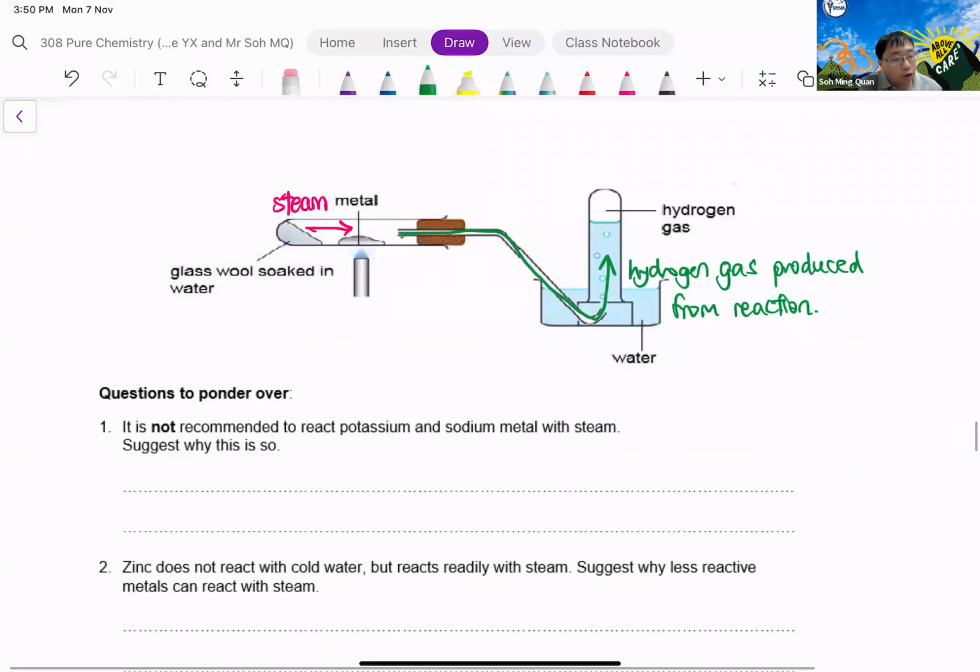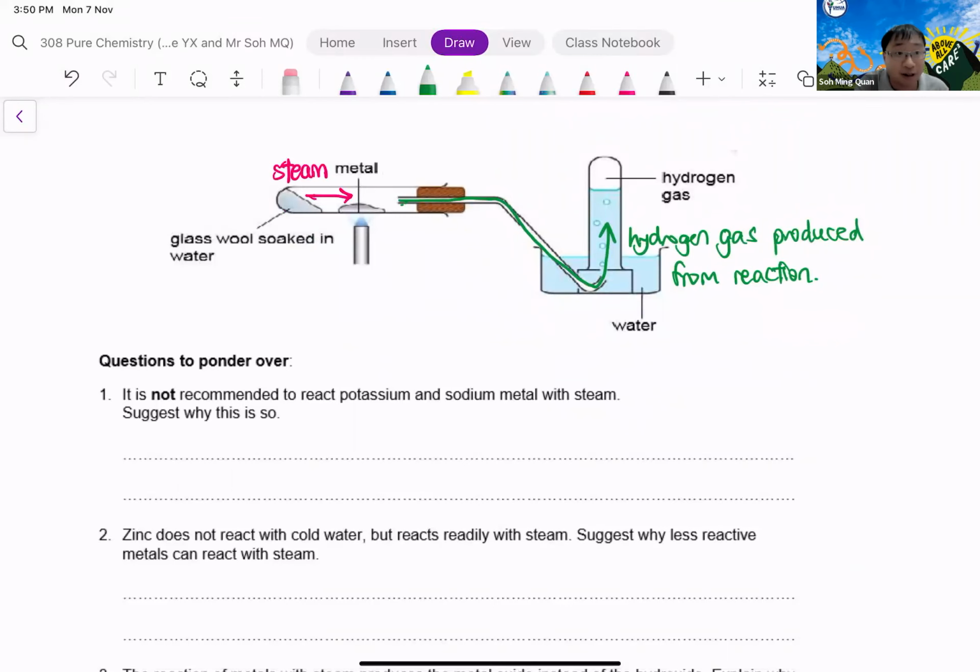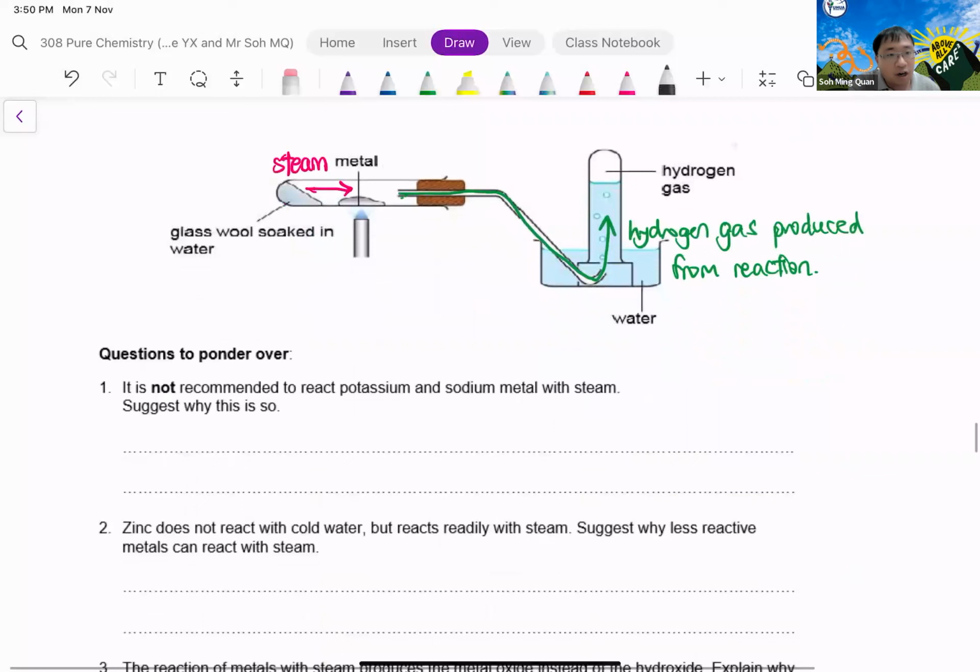Now, so let's go through the questions. Now, these questions are important. Okay, they are not put here for fun. There's a reason. So the first question, it is not recommended to react potassium and sodium metal with steam. In fact, if you saw my table on the previous page, I actually only started with magnesium. All right. It is actually quite dangerous to react calcium with steam as well. But potassium and sodium definitely is not recommended to react with steam. Suggest why this is so.